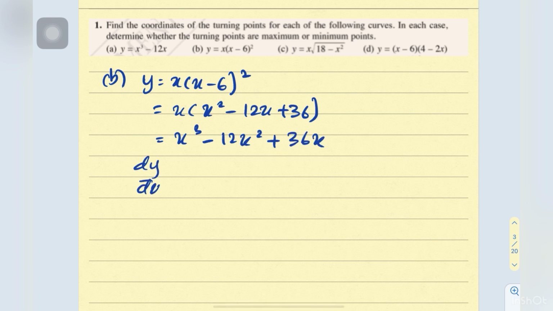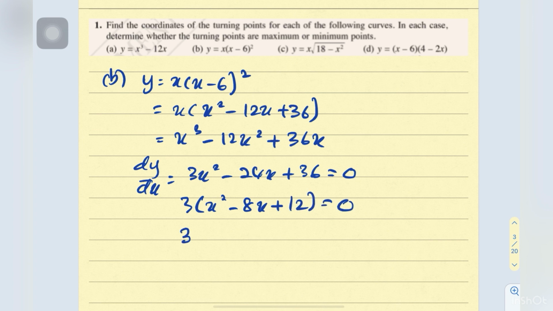Therefore dy/dx is 3x squared minus 24x plus 36 equals 0. This is a quadratic equation, so to solve, you factorize. It looks like you can factorize 3 first, giving x squared minus 8x plus 12. So we have (x minus 6)(x minus 2), so x equals 6 and x equals 2.